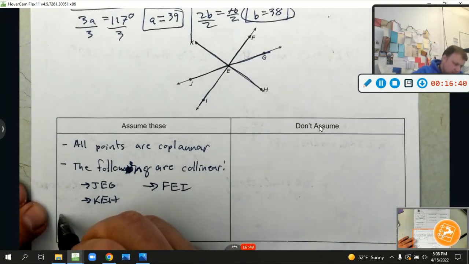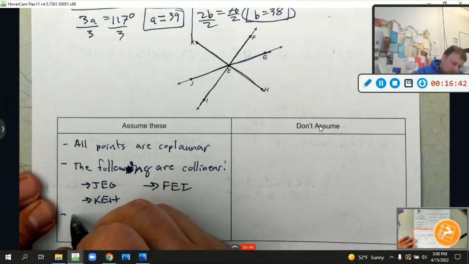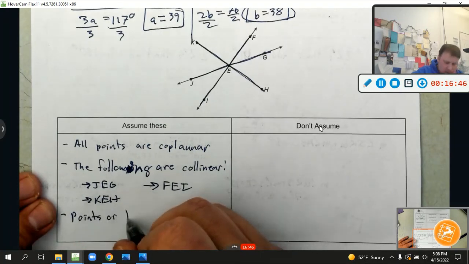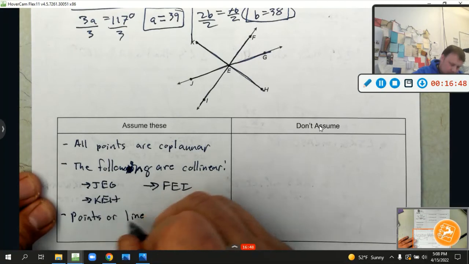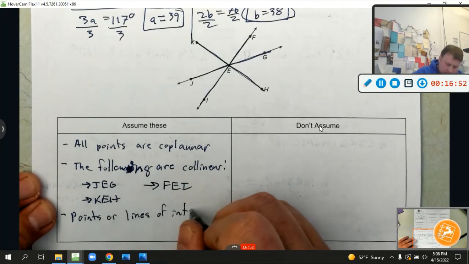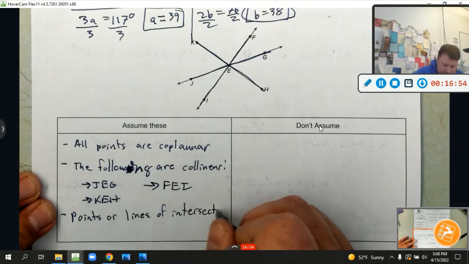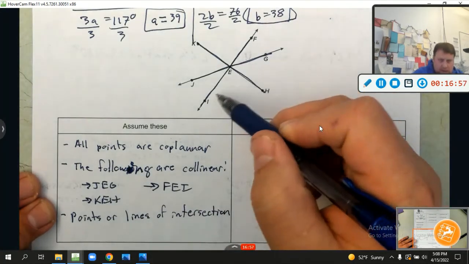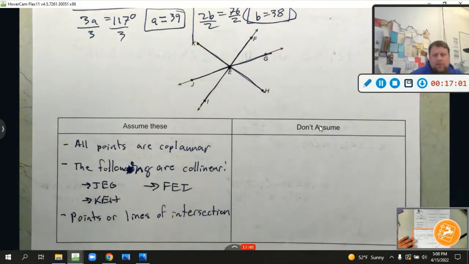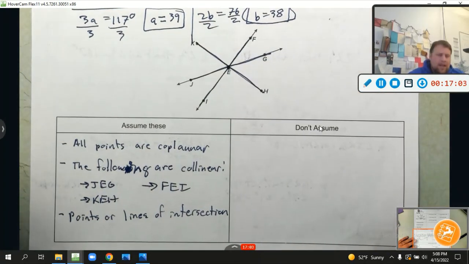What else can we assume? Points or lines of intersection. In other words, because I drew all three of these lines intersecting at point E, I can assume they all intersect at point E. It's not like it was a bad drawing or something like that. We're just assuming that's true.